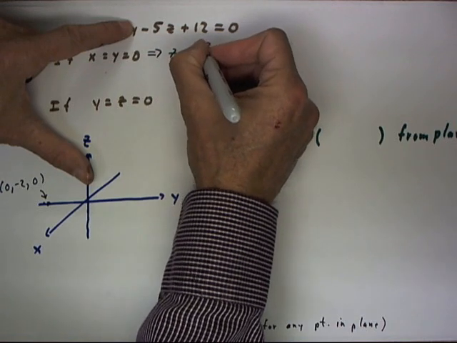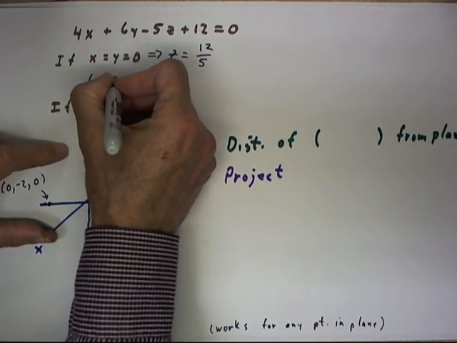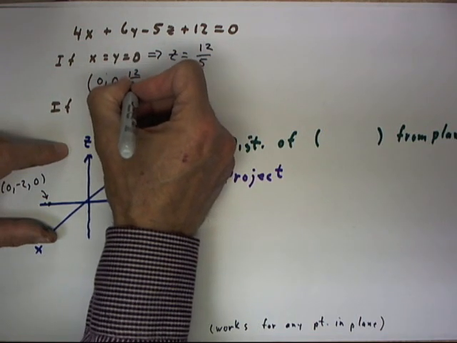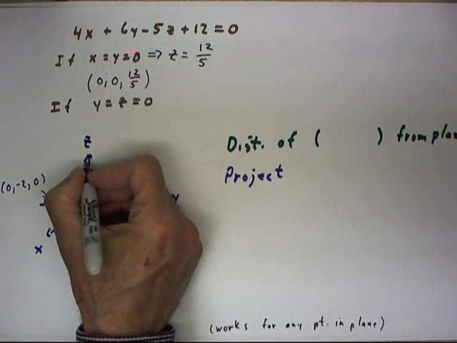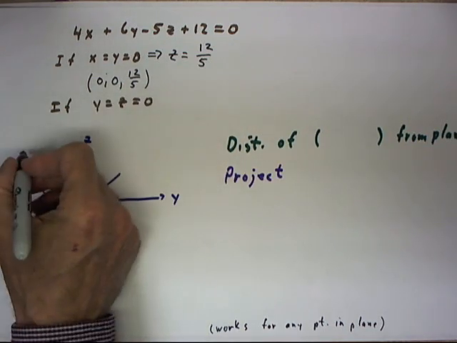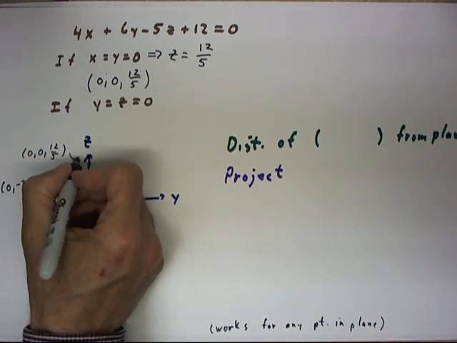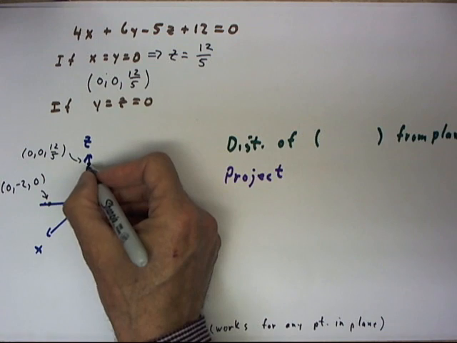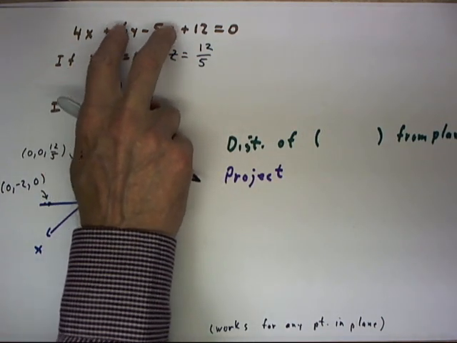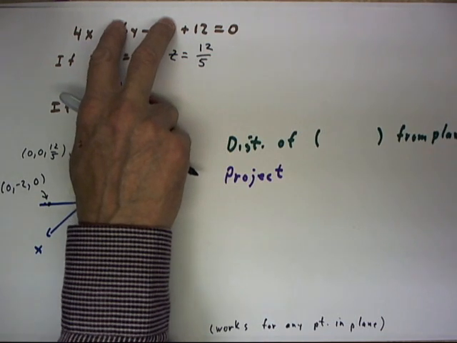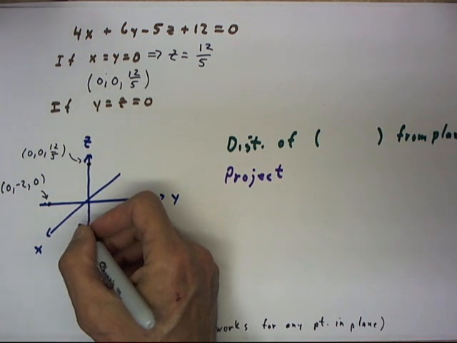z equals 12 fifths, and that gives us the point 0, 0, 12 fifths. Now 12 fifths is about 2 1/5. That will lie along the z-axis. And let's represent that point as being about here. If y and z are both 0, then the y and z terms go away, and we end up with 4x equals negative 12, so that x would be negative 3.